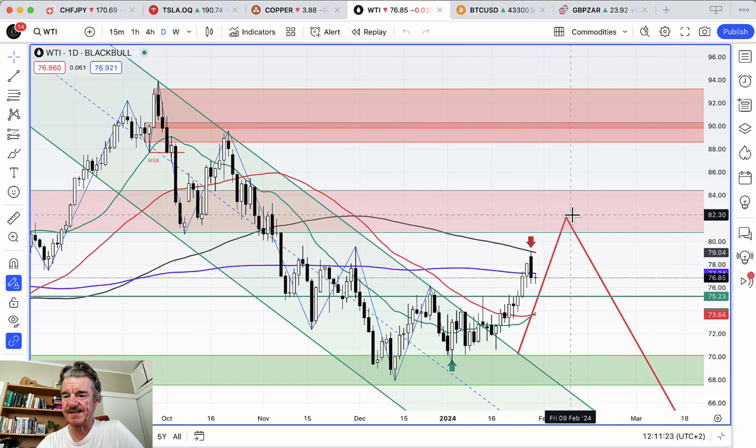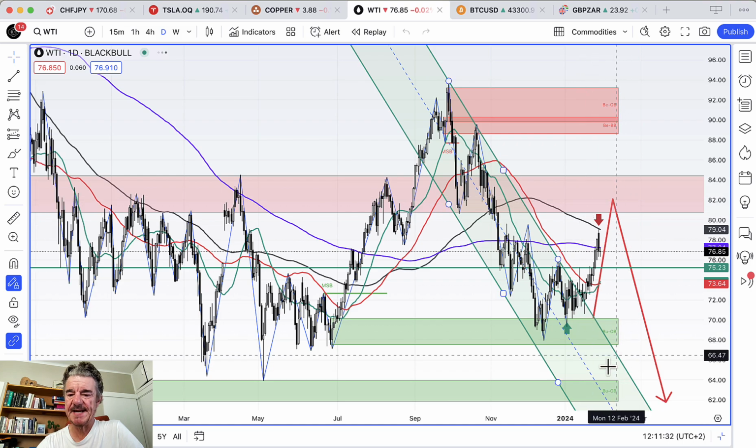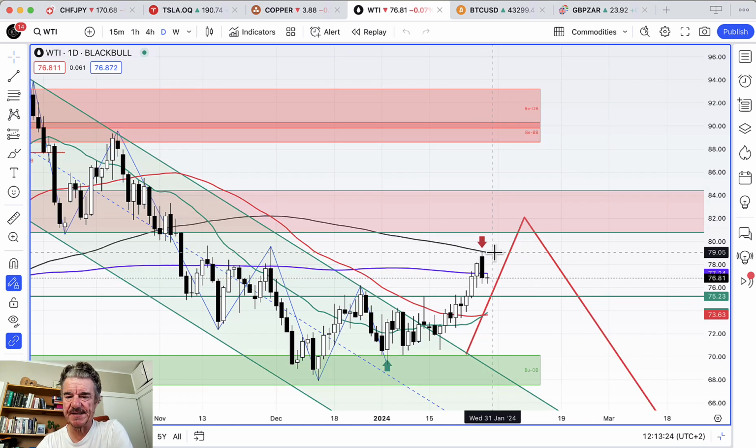My overall idea is that we still might get up into this pink zone around about $80 to $84, and then shift direction to short, taking us down into the 60s and potentially the 50s. So I hedged at $78.10 with a short position equal to the long position. So we've got about a 12% profit locked in here.